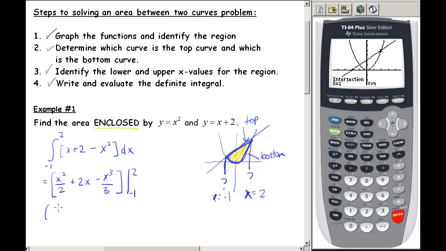And so when I plug in 2, I'm going to have 2 squared is 4 divided by 2 plus 2 times 2, that's 4, minus 2 cubed, that's 8 over 3. And then subtract off -1 squared is 1/2 minus 2 minus -1/3. When I combine like terms, you can see we get 10/3 minus a -7/6, which is 9/2.